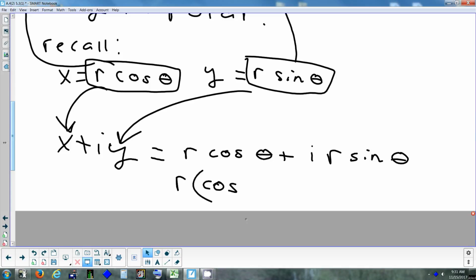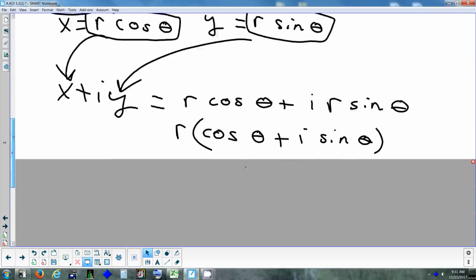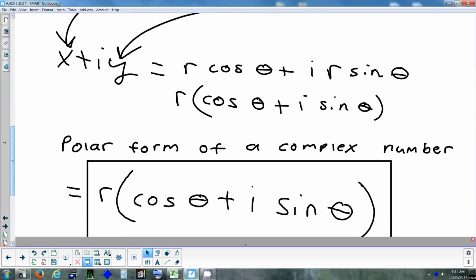Cosine of the angle. Do you remember what Greek letter that is? Theta. Plus, what if you factor r out of the second term? Sine theta. You're left with a little bit more than that. One thing we forgot, the i too. i sine theta. And that's the polar form.